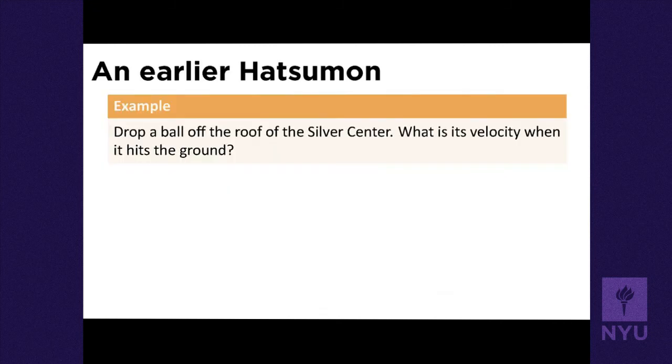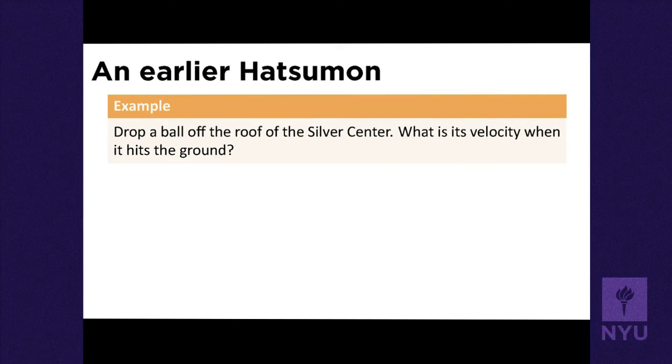Now that we have it, we can use it to answer questions like this. We actually posed this question on the first day of class. Climb up to the top of the Silver Center, drop a ball, and ask yourself, what is the velocity of that ball when it hits the ground? Okay. Well, how is this a rectilinear motion question? Well, we're giving this ball some initial position, that is the top of the Silver Center. We are dropping it.